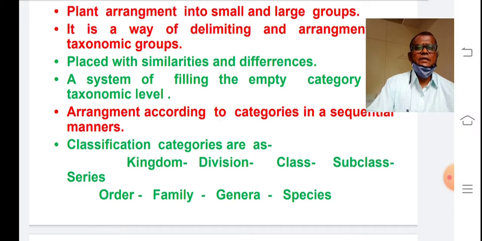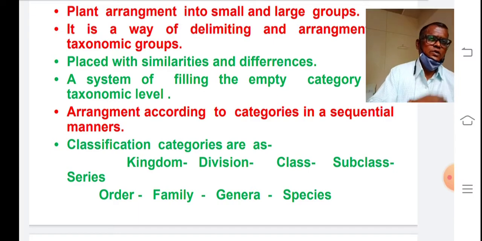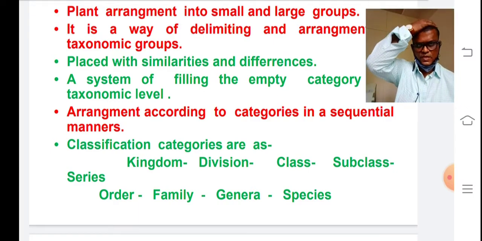Kingdom, that is plant. Division, angiosperms or gymnosperms. Then class, in angiosperms, dicotyledon and monocotyledon. Subclass: polypetalae, gamopetalae, apetalae. Then series. As per the key characters, these are going to change.